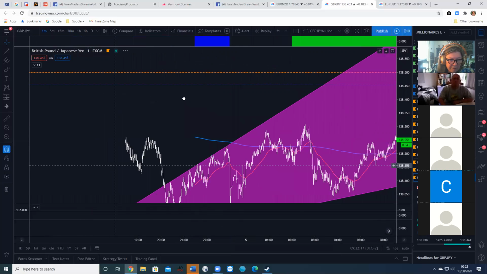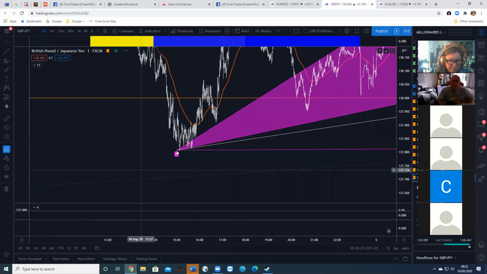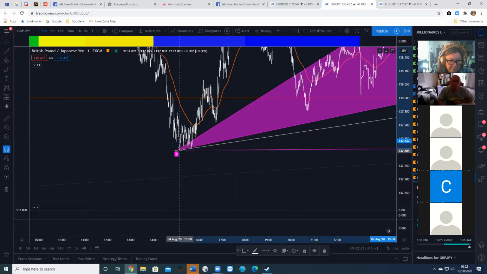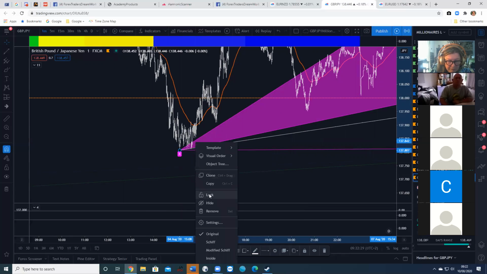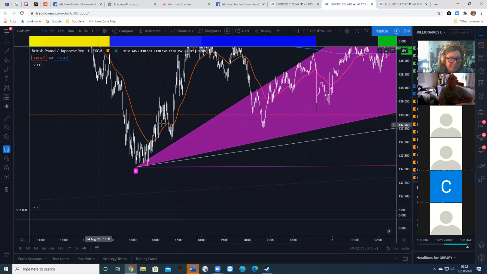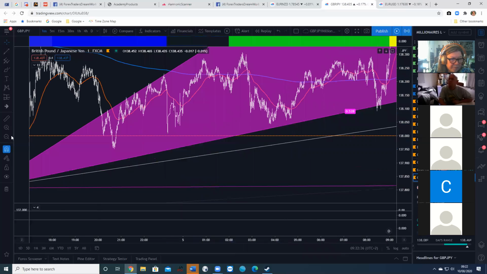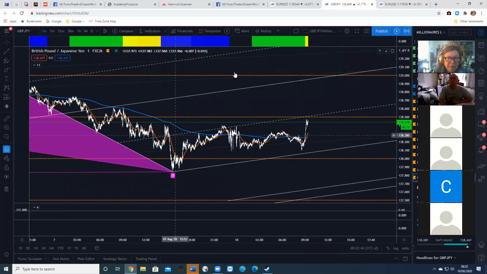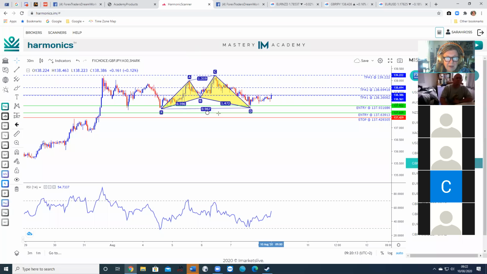Okay, nearly that. Right, lock them on, and then let's see what this one's doing. So this is what we're looking at here. It's hitting TP1, 138,360 according to the scanner. So it's respecting the scan nicely.